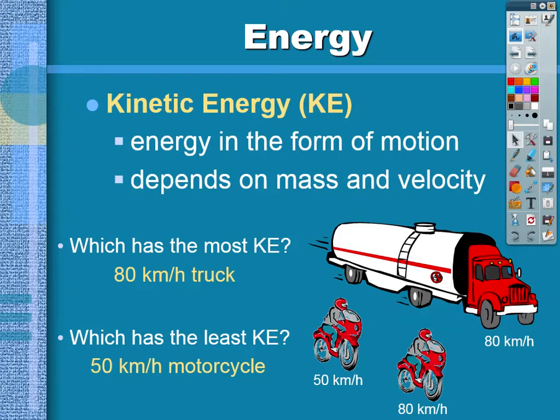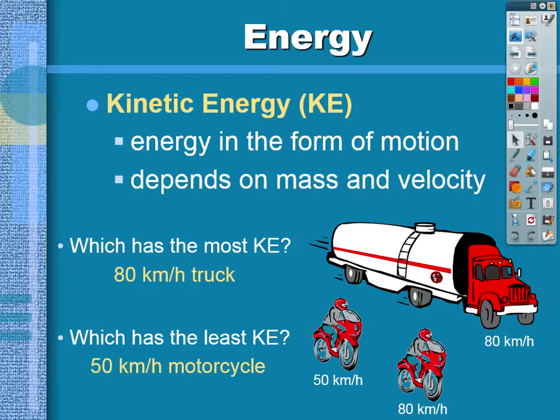When an object is in motion, it has kinetic energy. It has some amount of kinetic energy. It doesn't matter whether it's speeding up, slowing down, or moving at a constant speed. If it is moving, it has kinetic energy.